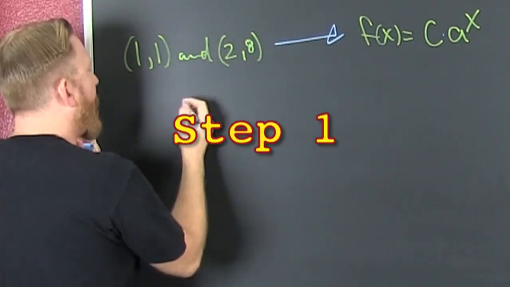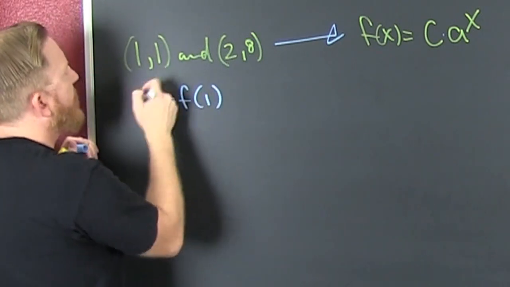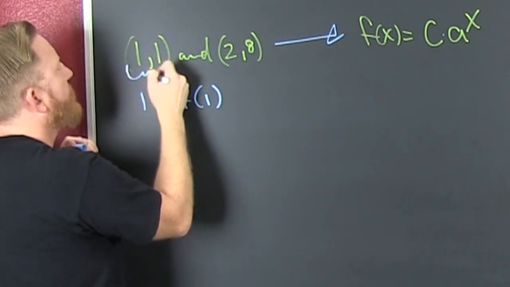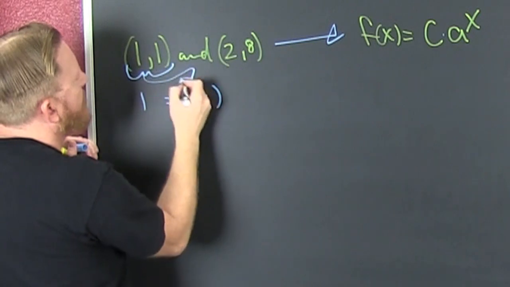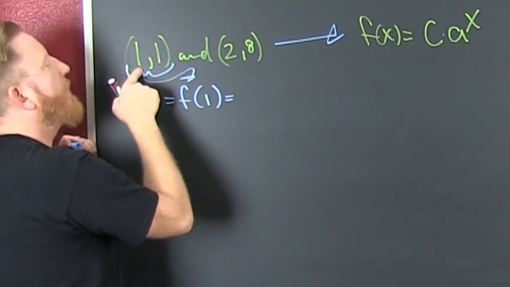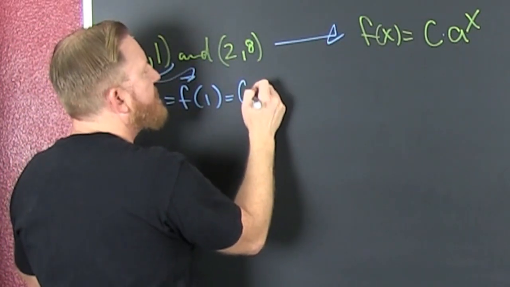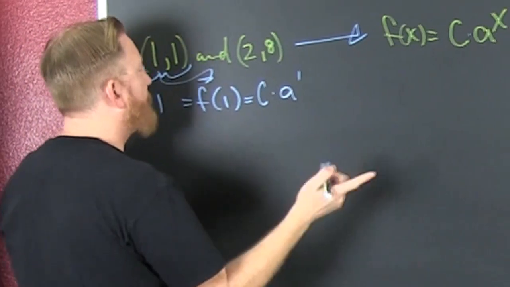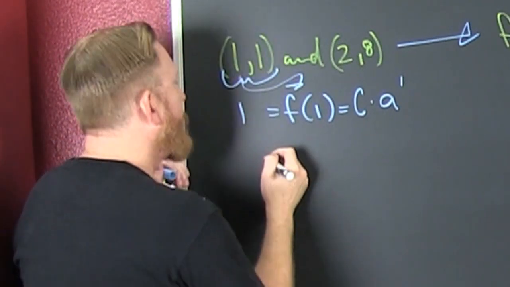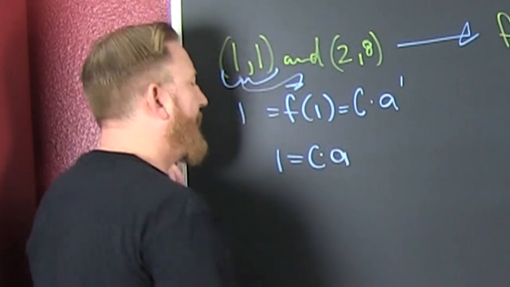I'm still using that same form. So I'm looking at f of 1, and that's going to be 1. Everywhere I see an x, I'm going to put a 1. So then c times a to the first power, and I have that 1 is equal to ca.